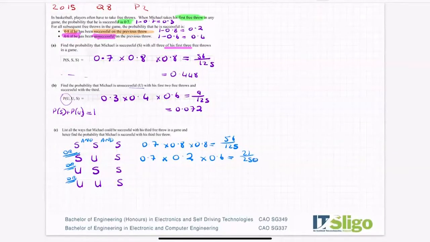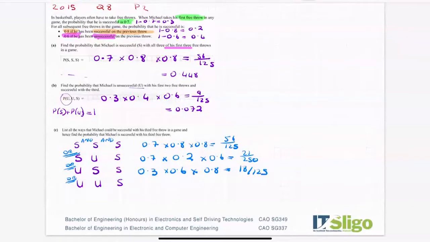Okay, and then the third one, unsuccessful, is going to be 0.3. It's the opposite of the 0.7 that's there. He's unsuccessful here, so his success is going to be the 0.6. And then he's successful again, but he was successful before it, so the last one is 0.8. 0.3 by 0.6 by 0.8 is 18 over 125.